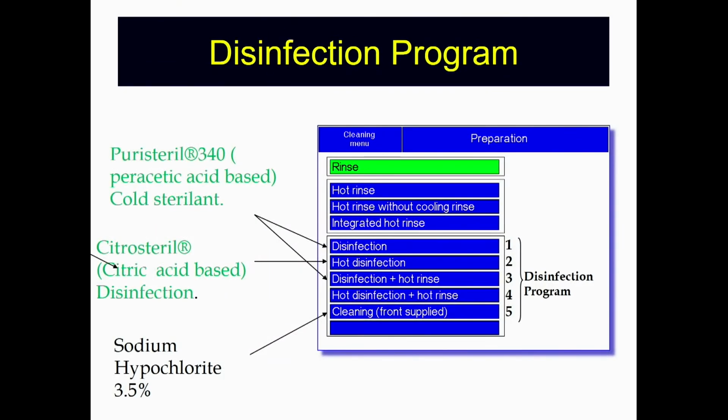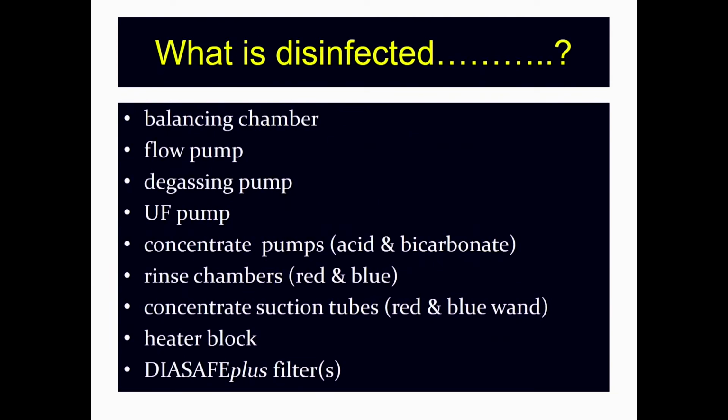Next. Yeah. So you were asking which are the solutions. The cold sterile, which is Puristeril, peracetic based, the citrosteril, which is citric acid based, and the sodium hypochlorite, which is for the front, which you use probably less frequently, once a month. But otherwise, hot thermal disinfection, hot chemical disinfection is the main method which we have to use. What gets disinfected? The balancing chamber, the flow pump, the degassing pump, the UF pump, the concentrate pumps, concentrate suction tubes, the heater block, and the DiaSafe Plus filters.